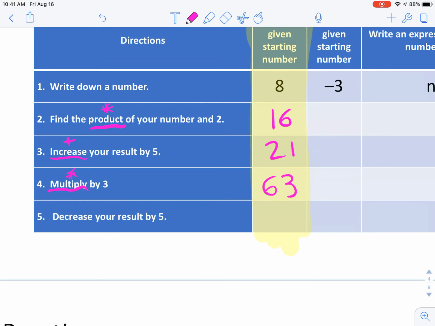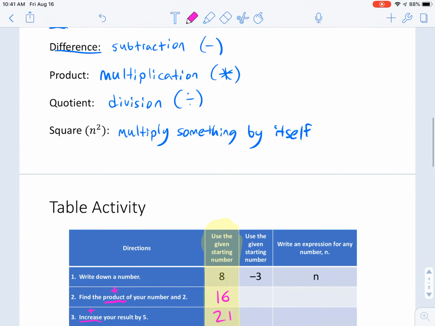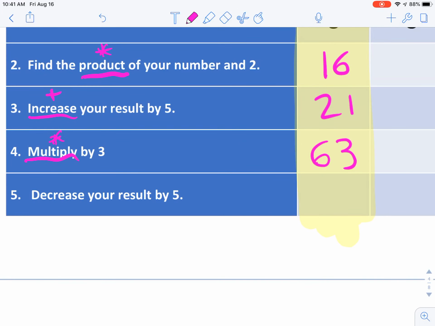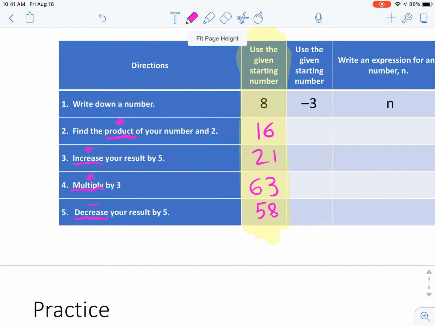And finally, decrease is another word that is not on our list up here, but decreasing means going down or subtracting by 5. So be careful here. Don't do 5 minus 63. We're taking the 63 and we're decreasing it, or subtracting 5, to get an answer of 58. And we've filled out that first column of the table.